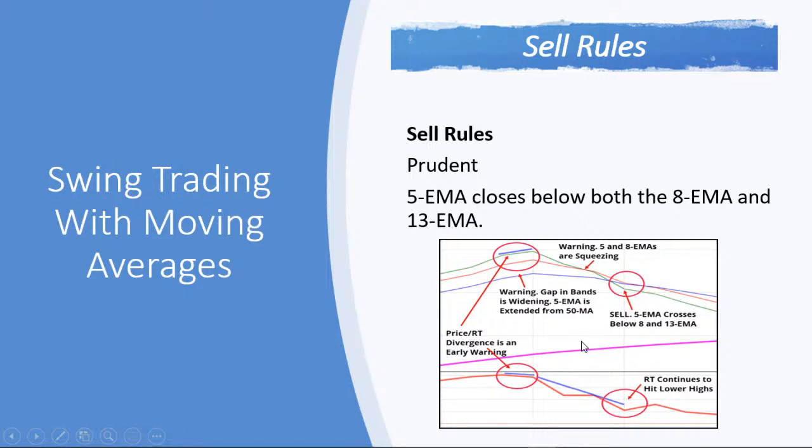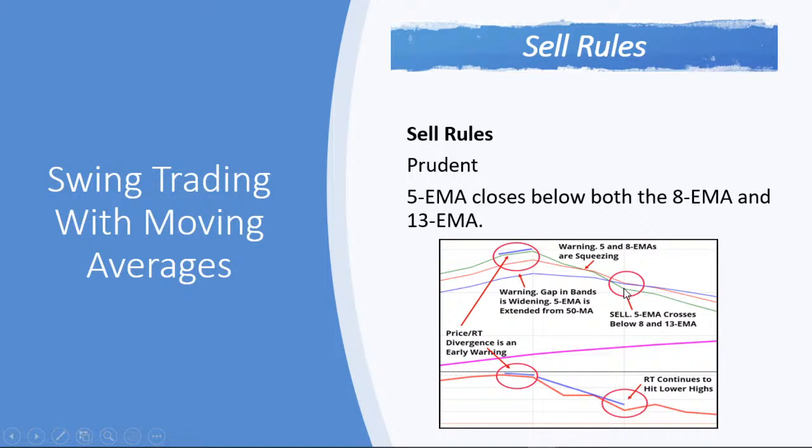The last line in the sand, and your sell signal if you're a prudent investor, is when that 5-day EMA crosses below both the 8 and the 13. That's your last line in the sand. A meaningful change in trend has occurred, okay? And that's when you should consider taking your profits off the table. Now, we say that sell rule there is for prudent investors.